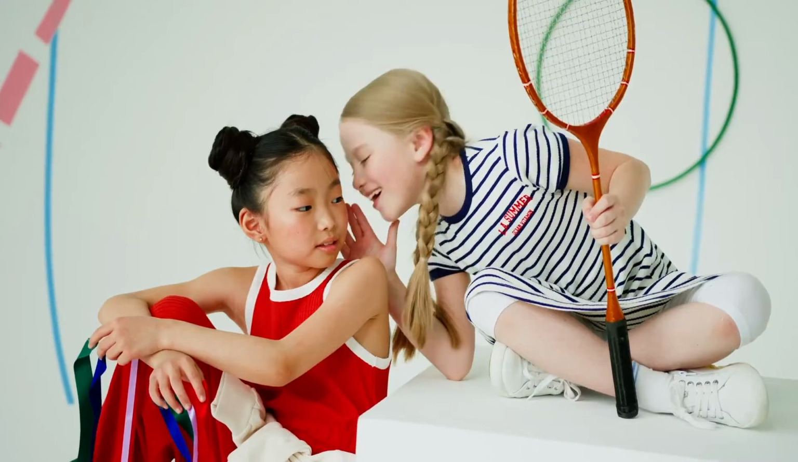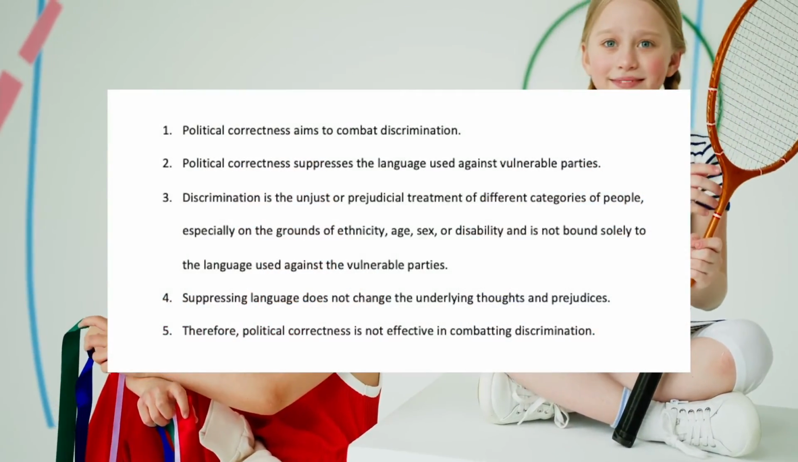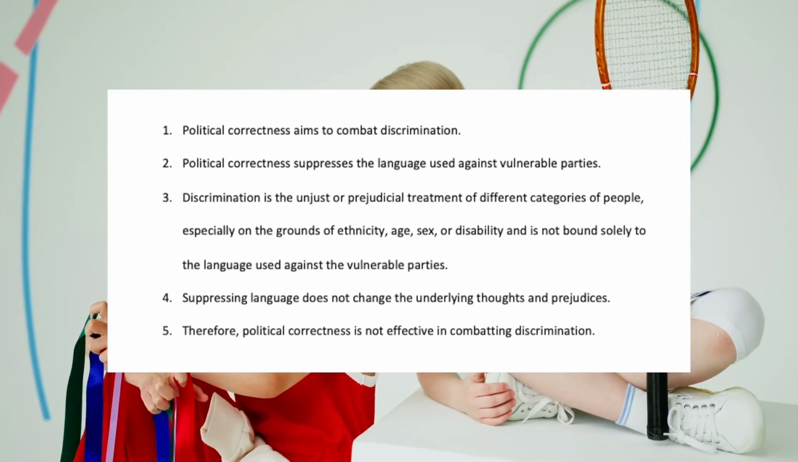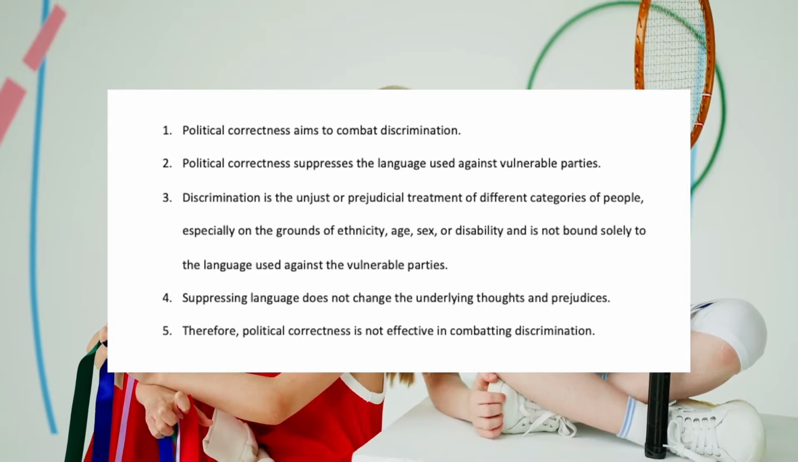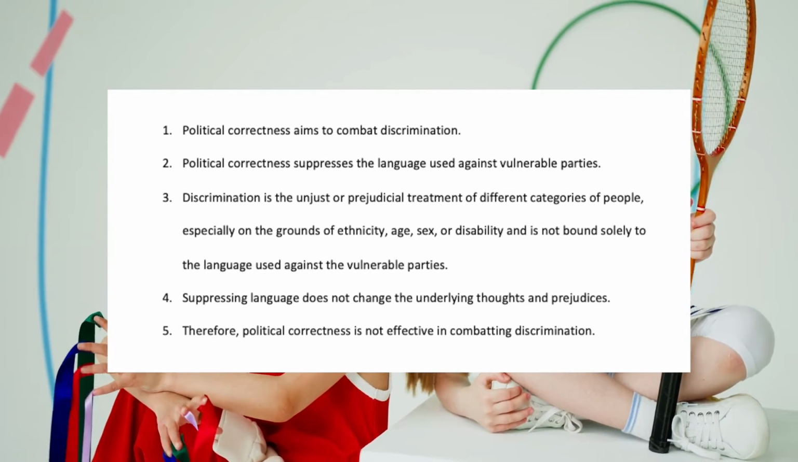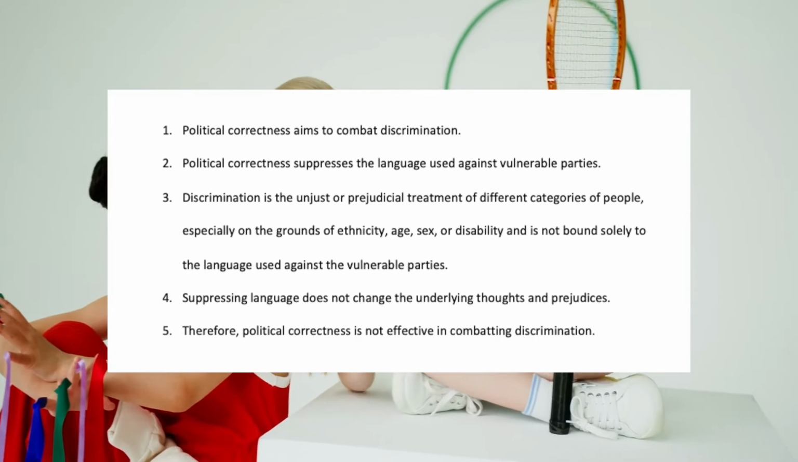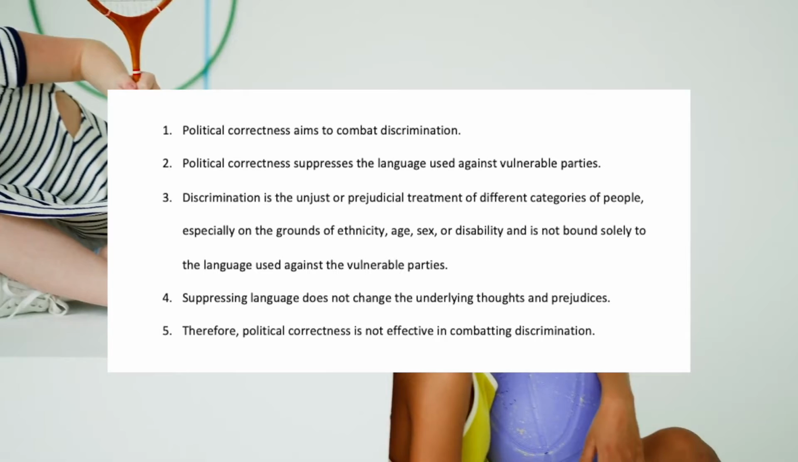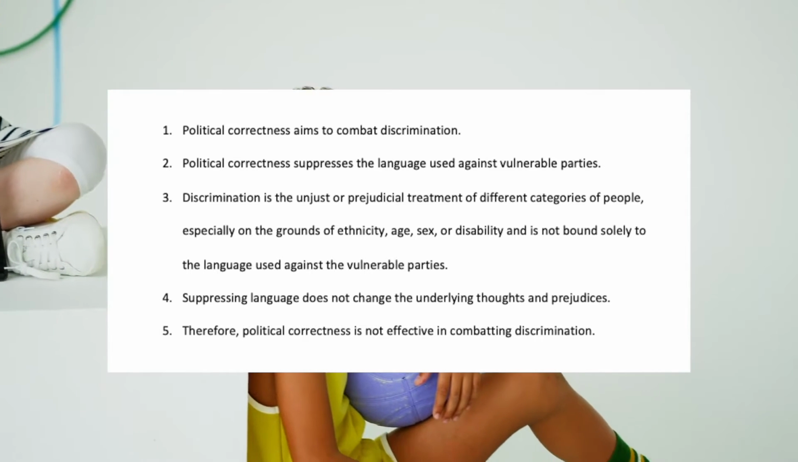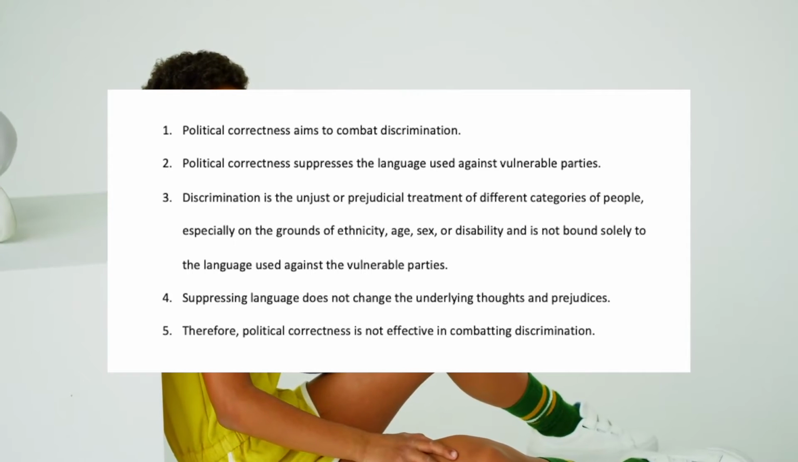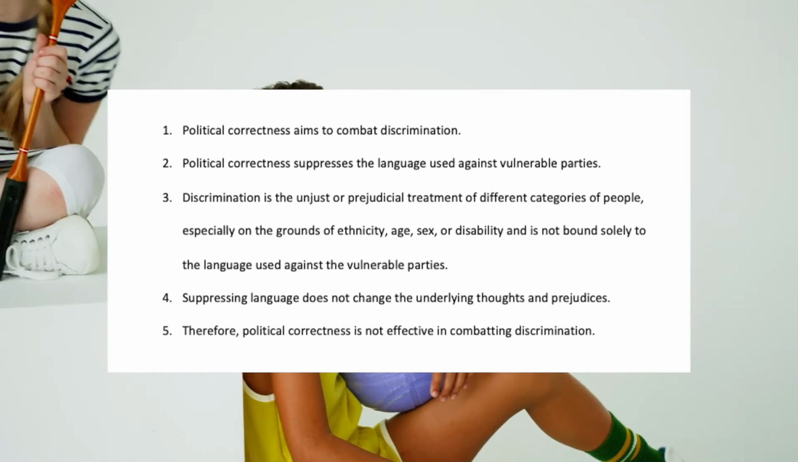This can be seen when put into a more simple standard form. 1, political correctness aims to combat discrimination. 2, political correctness suppresses the language used against vulnerable parties. 3, discrimination is the unjust or prejudicial treatment of different categories of people, especially on the grounds of ethnicity, age, sex, or disability. It is not solely bound to the language that is used against vulnerable parties.